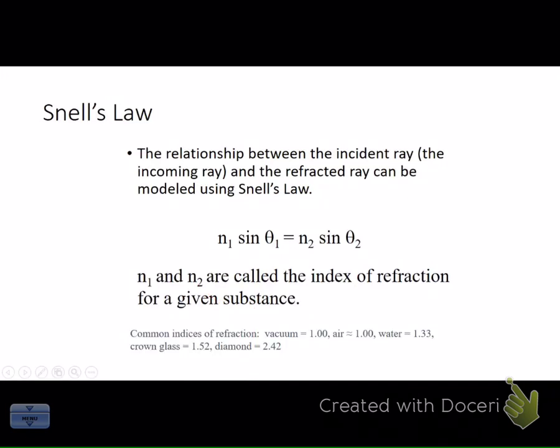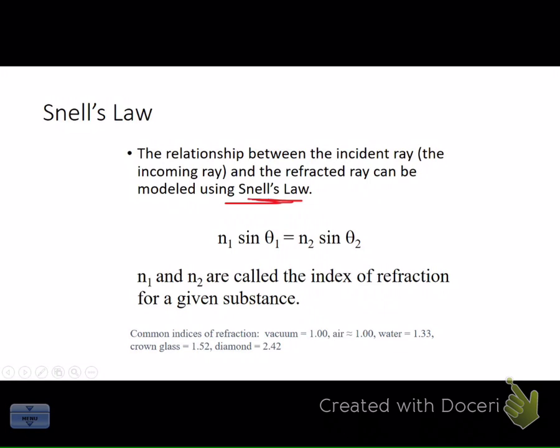Now, let's go through a little bit of some of the relationships here. So the relationship between the incident ray and the refracted ray can be modeled using Snell's law. All right, so Snell's law is all about refraction. In the very middle of your screen here, you'll see Snell's law. It just says it's a proportion. N is what you're going to call the index of refraction. We'll go through where this comes from in just a moment.